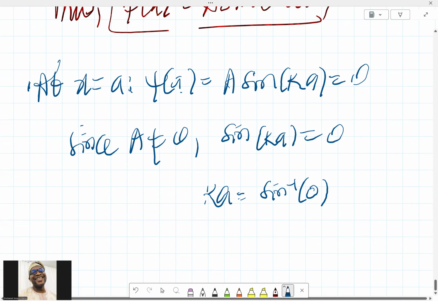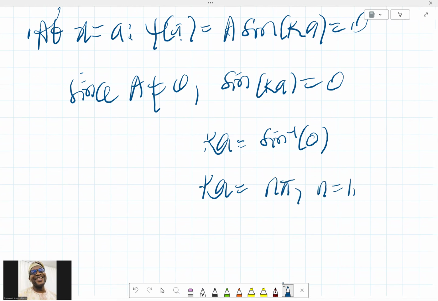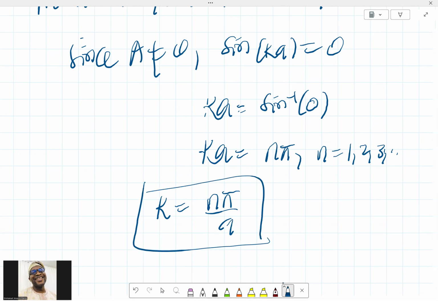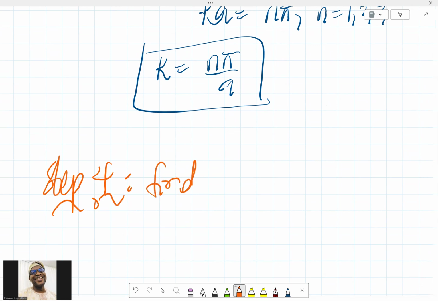We've done something close to this in previous cases. So that means that ka itself is n pi for n equals 1, 2, 3, and so on and so forth. So now k is equal to n pi over a. Okay, so k is n pi over a. So in step 4 now, we can find energy.